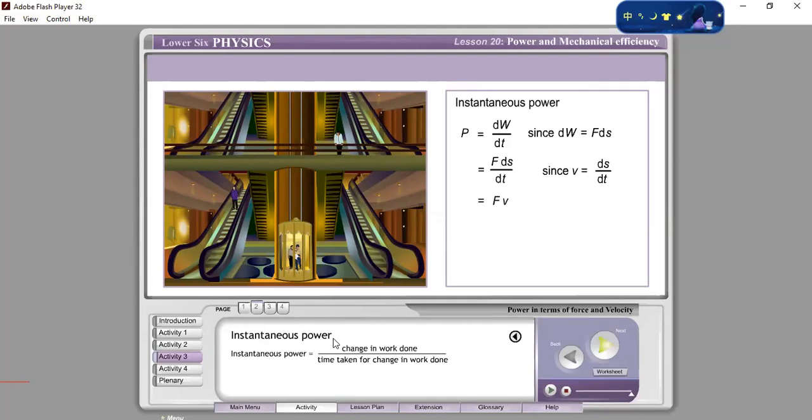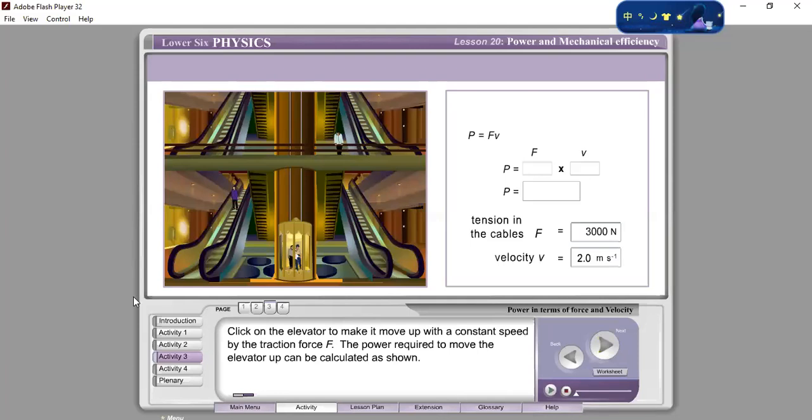Just now you asked what is meant by the instantaneous power, right? Instantaneous power is the change in work done divided by the time taken for the change in work done. So that means for a certain short time.